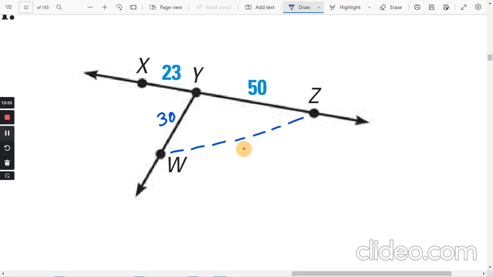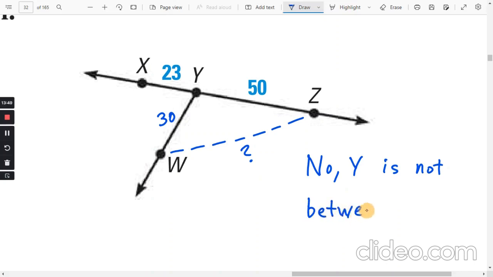Okay, so is it possible to find this distance? And the answer is no. Okay, and the reason is because this point Y is not between W and Z.